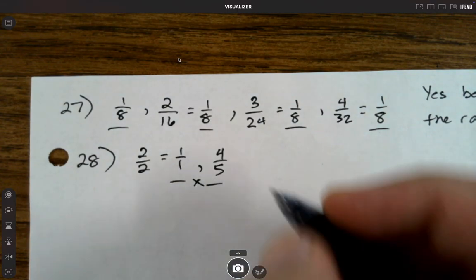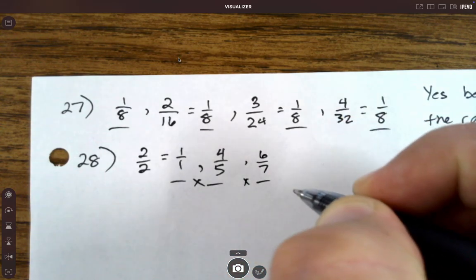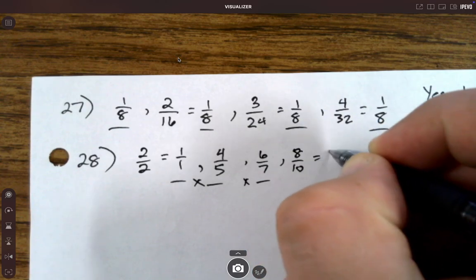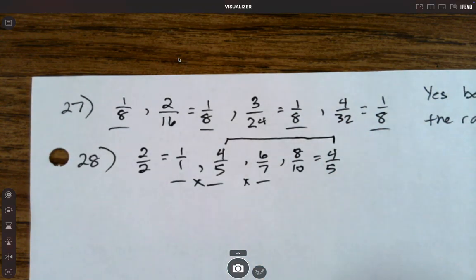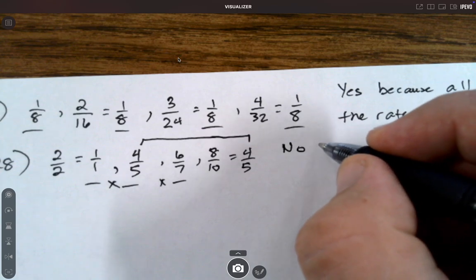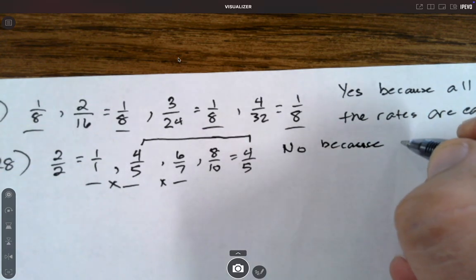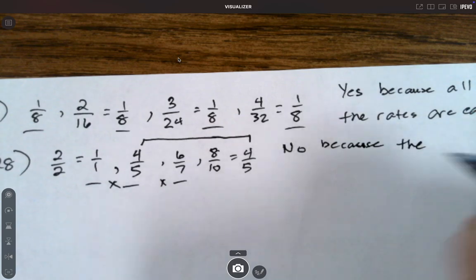Now you can keep going if you want. You get 6 over 7, still not equal. And 8 over 10 reduces to 4 over 5. So these two match, but it can't just be two that match. They all have to match. So we have to say no, it's not proportional because the rates are not all equal.